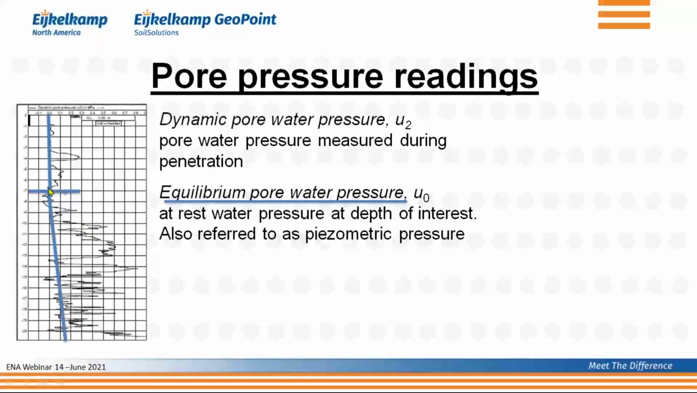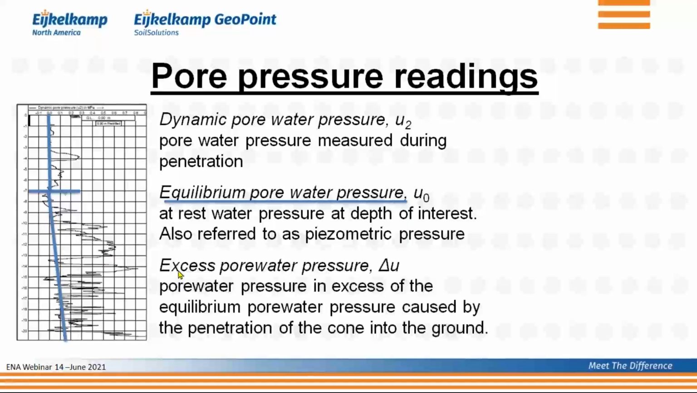The blue line is the hydrostatic pressure. If we assume that the water table is here at 7 meters, then you can just very easily calculate what the hydrostatic pressure is. And you need both. Why do you need both? Well, what we're really interested in is the excess pore water pressure, the difference between the dynamic pore water pressure and the equilibrium pore water pressure. And why are we interested in that?